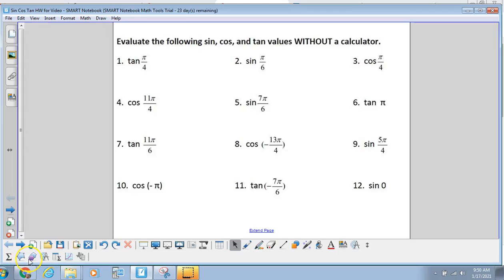Hello, math analysis students. In this video, we will be going over the answers to the homework worksheet that was assigned on sine, cosine, and tangent.